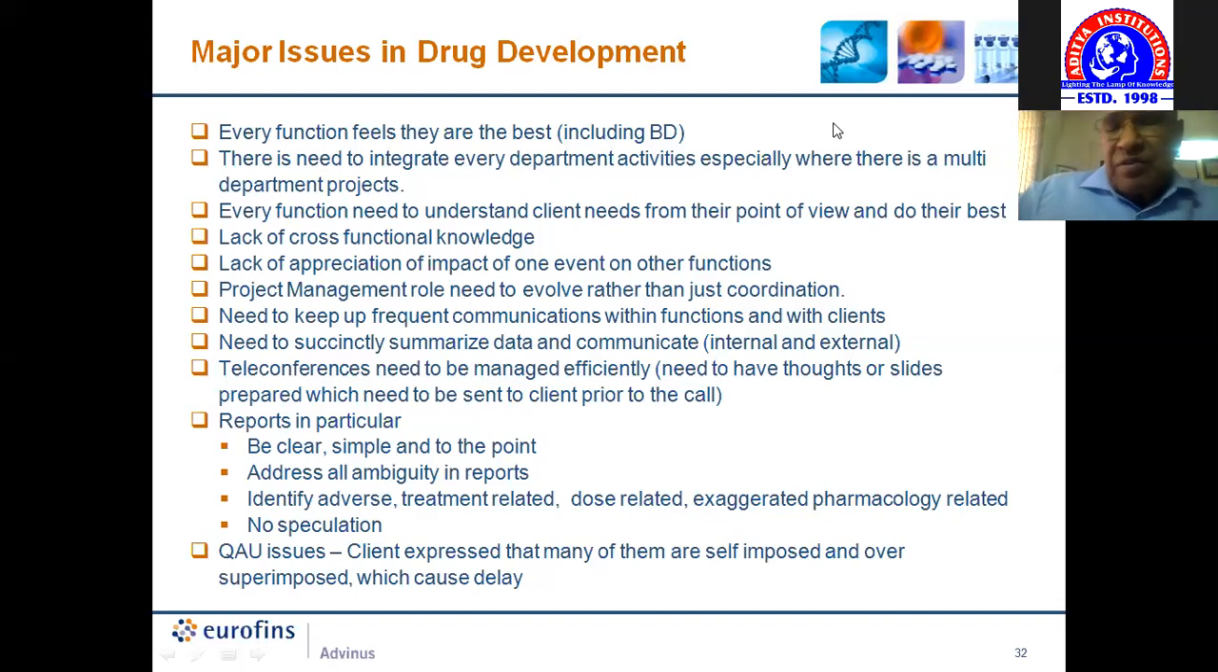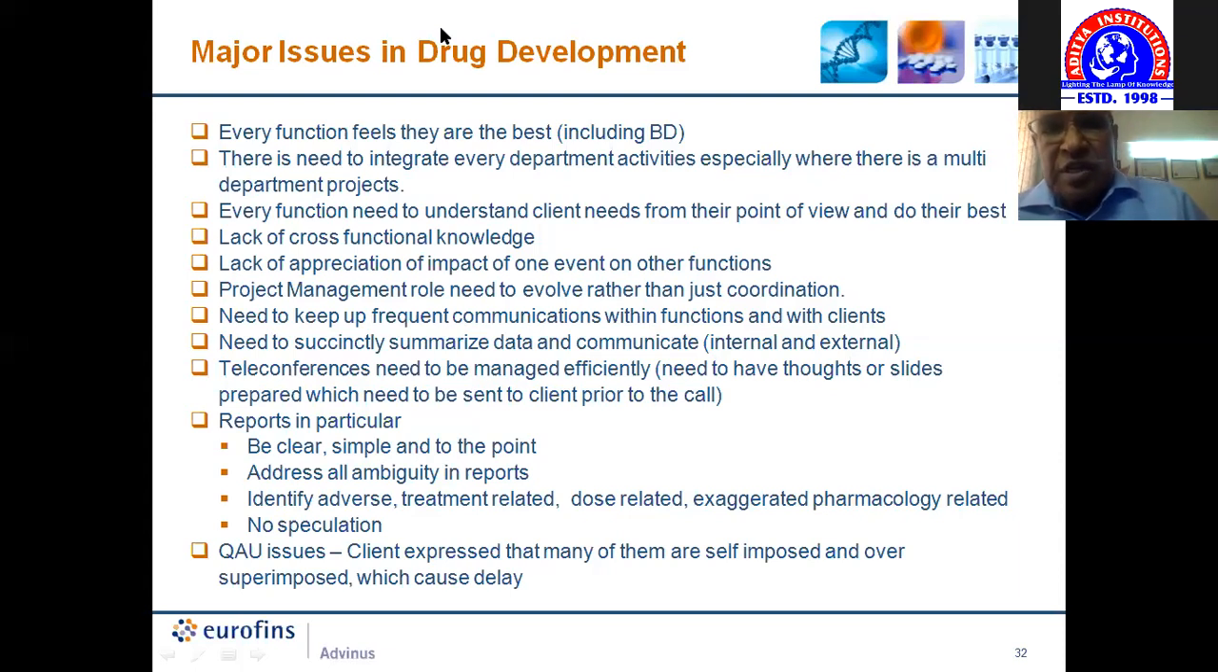Any time you're developing a drug, every function feels, my goodness, my data is important, I'm important. This kind of philosophy should be avoided. We are not developing a drug for me. We are developing a drug for the society at large, for the benefit of those who are suffering. As a result, we need to be objective, as I mentioned earlier. There is a very important need in all companies across the world, not just India. I have worked for 40 years in the United States. It is the same problem because they're the same human beings.